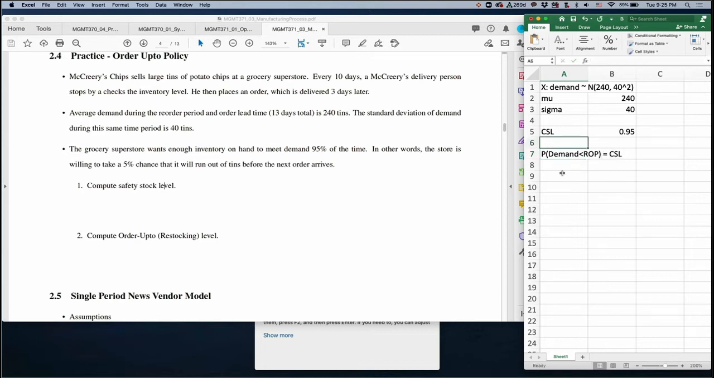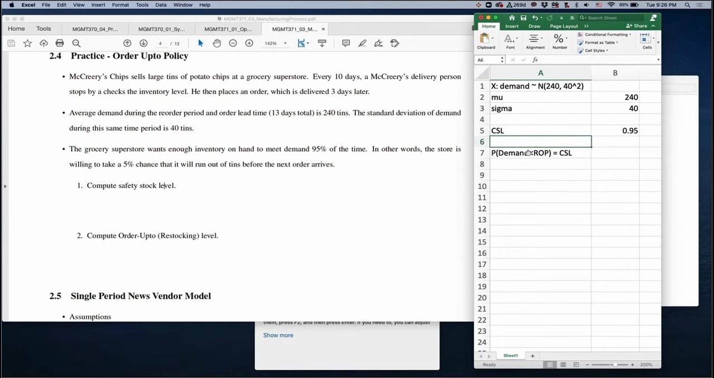If demand is more than our reorder point, then we have out of stock, right? If we have out of stock, we might have a back order or lost sales. If customers leave, then we have lost sales. If customers are willing to wait, then that is a back order. It means when we receive our order, we have to deliver it to our back order customers. Now we have the customer service level, and we have to compute the reorder point.